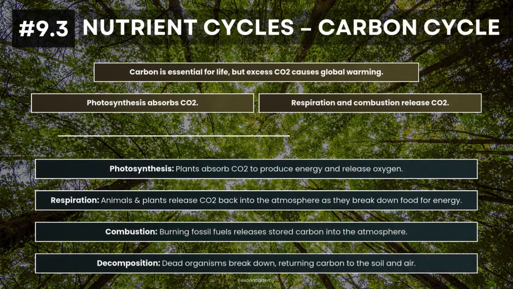Chapter number 9.3, Nutrient Cycles. The carbon cycle. The carbon cycle moves carbon between the atmosphere, organisms, and the earth. Number 1, photosynthesis. Photosynthesis is basically plants absorbing CO2 to produce energy and release oxygen. Respiration. Animals and plants release CO2 back into the atmosphere as they break down food for energy.